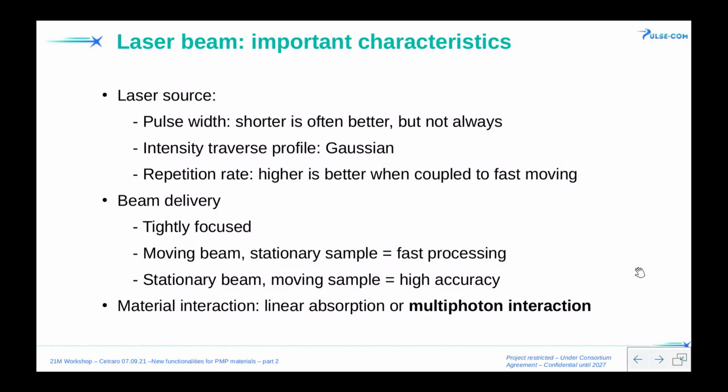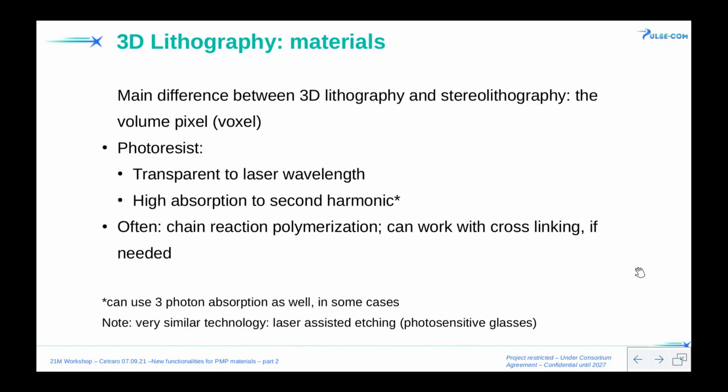It doesn't have to be 2 photons. 2 photons is more, let's say, approachable. It's easier to obtain. Okay, now let's talk a bit about the material itself. So the main difference between stereolithography and three-dimensional lithography is the existence of this so-called volume pixel, or voxel. This is the main difference.